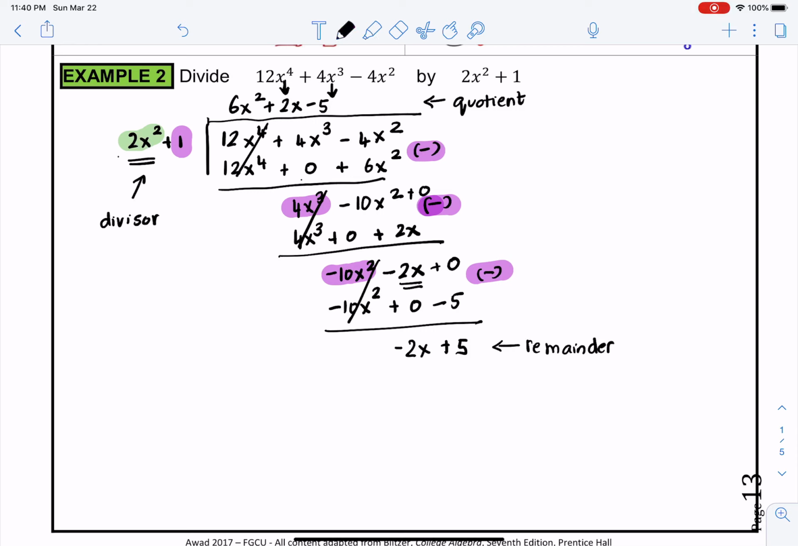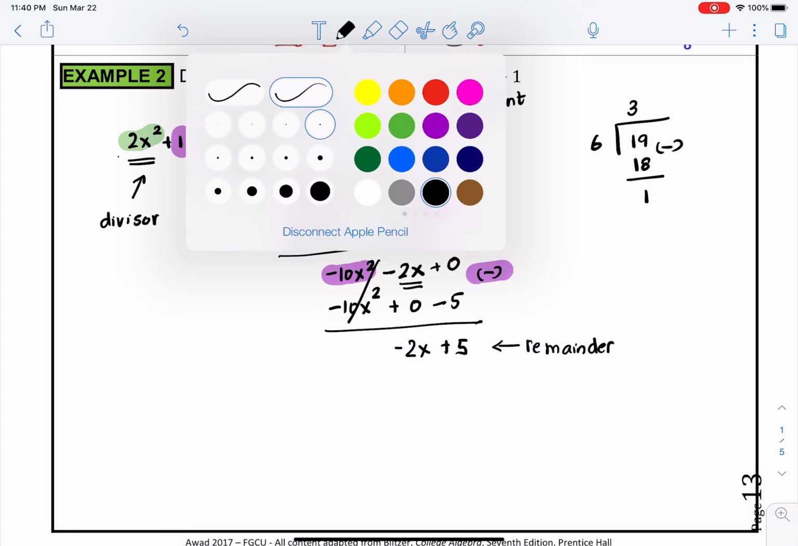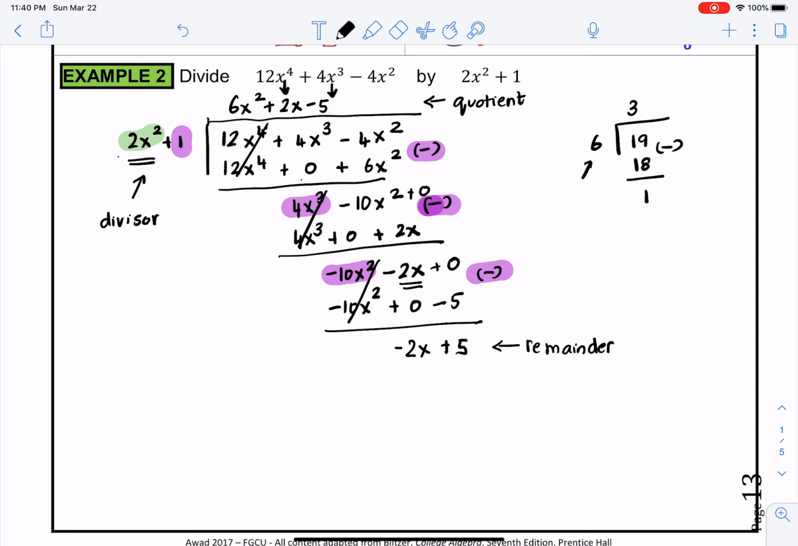Before I mention something, I'd like to show a simple case. Let's take 19 and we'd want to divide that by 6. So 6 times 3 is 18, and if I subtract, I get 1. But 6 here is the divisor, 3 is the quotient, and 1 is the remainder.